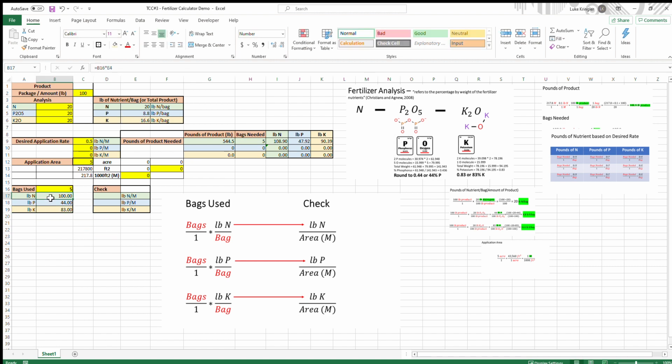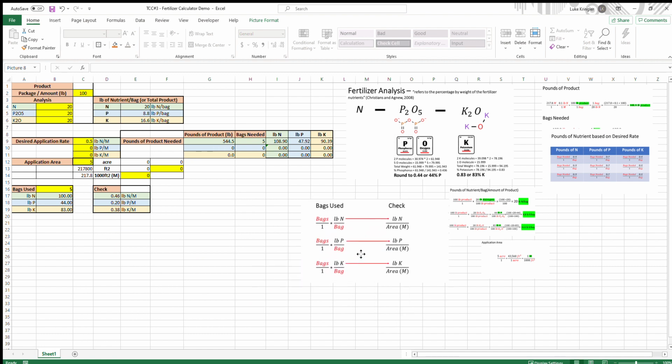And now we'll use these values for our check, and it's a pound of nitrogen and we want it per area, so we'll just use our area calculation here in our pounds of nitrogen. So this check is just going to be the pounds of nitrogen we just calculated divided by the area that we're applying it to. Pounds of phosphorus divided by the area. Pounds of potassium divided by the area. And now we have our check.